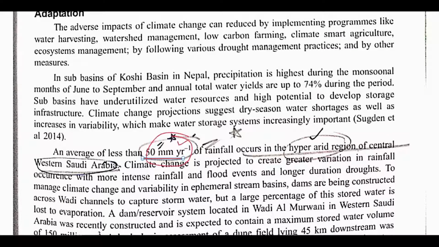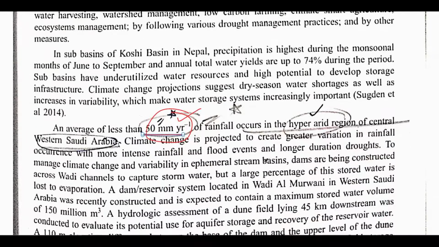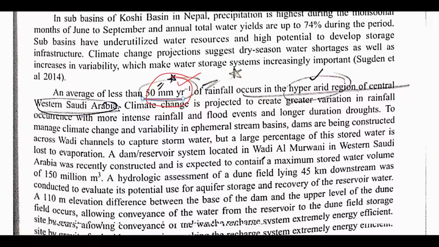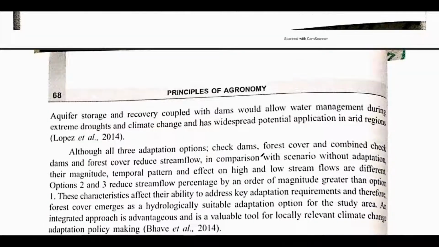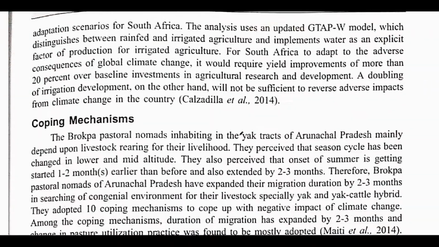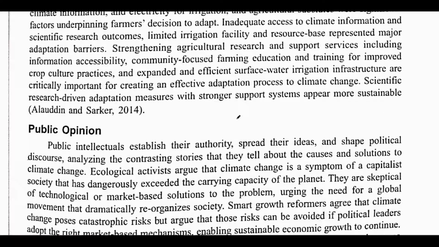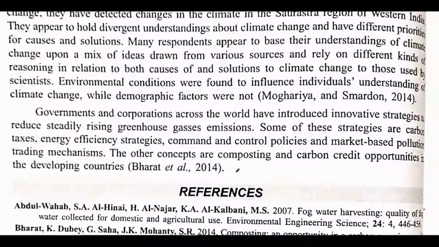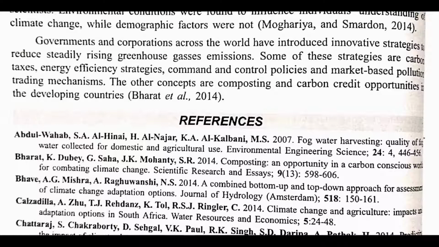I have already discussed this line, that a hyperarid region is one that has less than 50 mm per year of rainfall. This is also not important. Now coping mechanism, this is not important. Basically these are the references. So thank you.